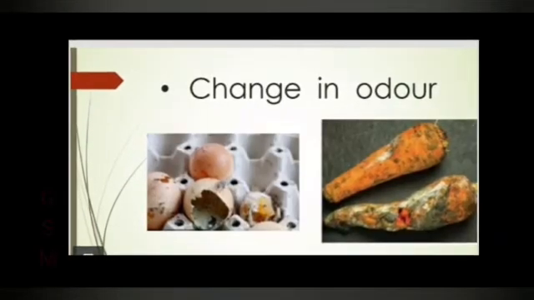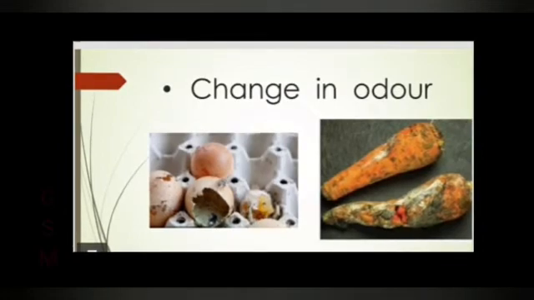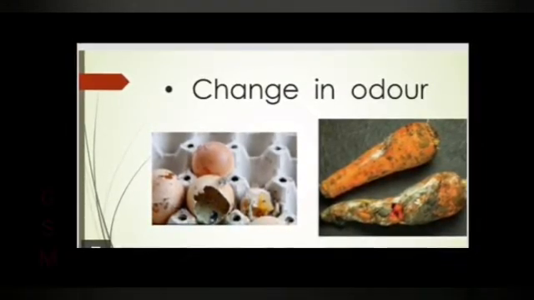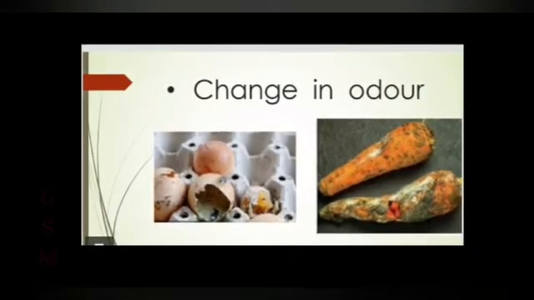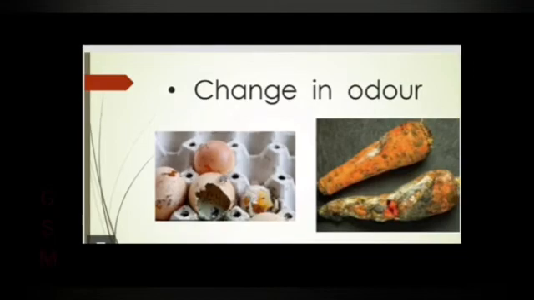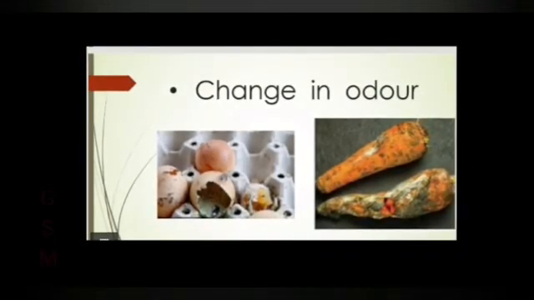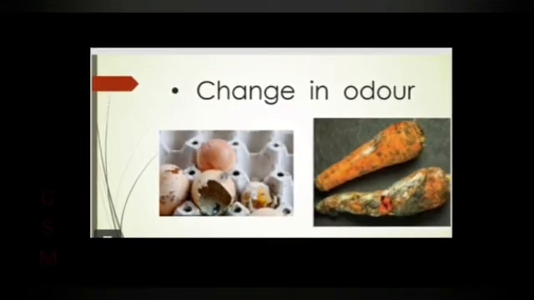And one more characteristic is change in odor. Odor means smell. Some chemical changes that produce a change in odor are, for example, spoilage of food, the souring of milk, and the rotting of eggs. These are examples of change in odor. So these are the characteristics of chemical change.